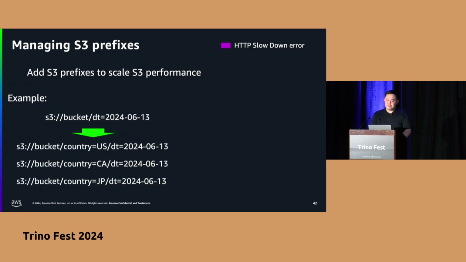Because S3 performance rate is defined per prefix, one solution is to add multiple S3 prefix to scale S3 performance. You can extract some columns from data and include column names and value in the S3 prefix like this. By increasing a number of prefix, you can parallelize the read and write operations. And there are no limits to number of prefix in a bucket.